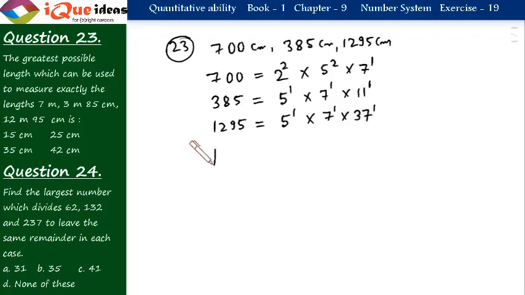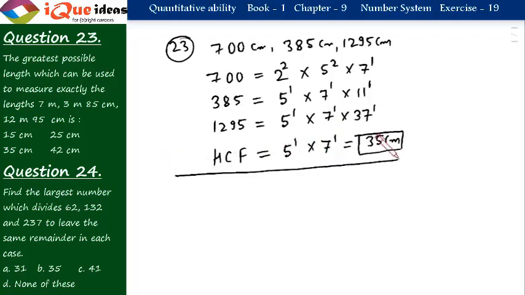So as you can see, the highest common factor for all the three numbers is 5 raised to 1 into 7 raised to 1, which is 35 centimeter. So the largest possible length which can be used to measure all of these lengths is 35 centimeter. This is question number 23. All right.